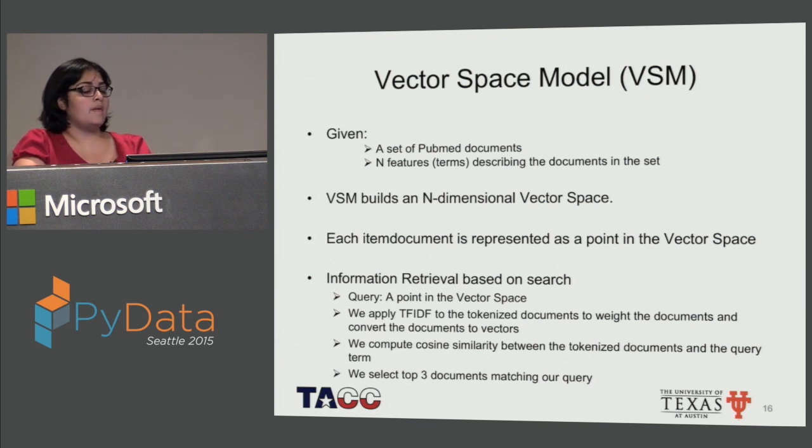So when the query comes in, it is represented as a point in the vector space. We apply TF-IDF, term frequency inverse document frequency, to tokenized documents to weigh the documents and convert the documents to vectors. We compute cosine similarity between the tokenized documents and the query term. We select the top 3 documents based on the similarity measure and recommend those 3 documents as the first step of our IR. Quick question.